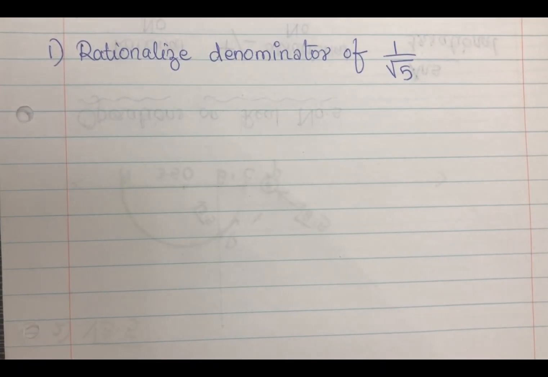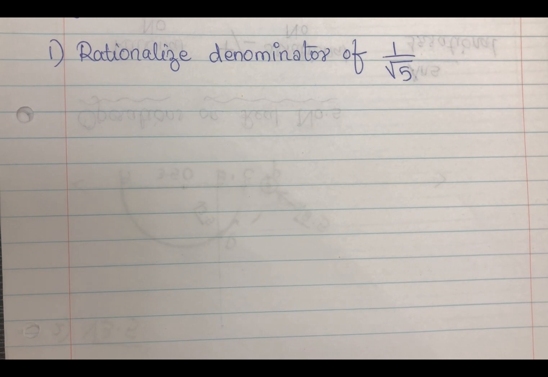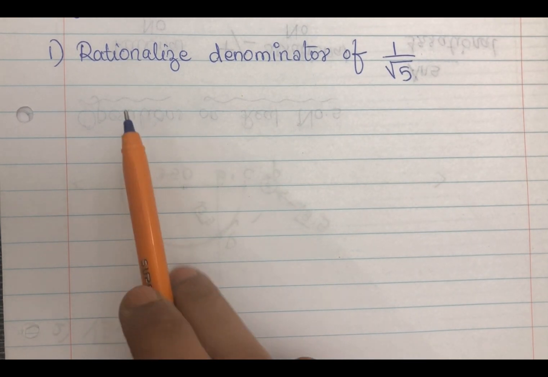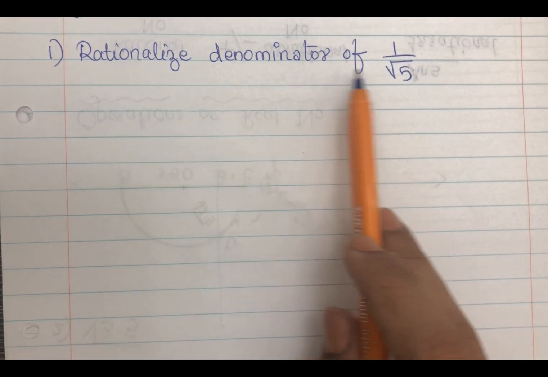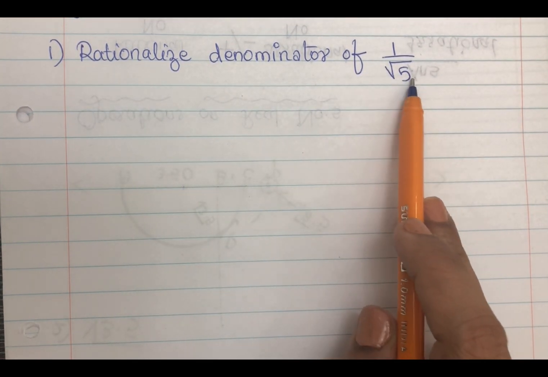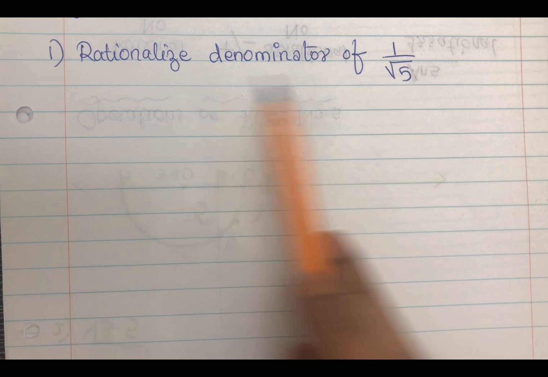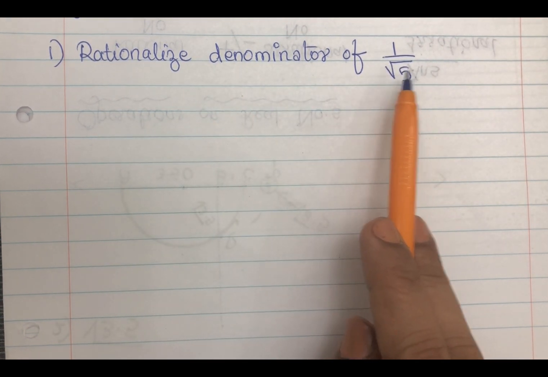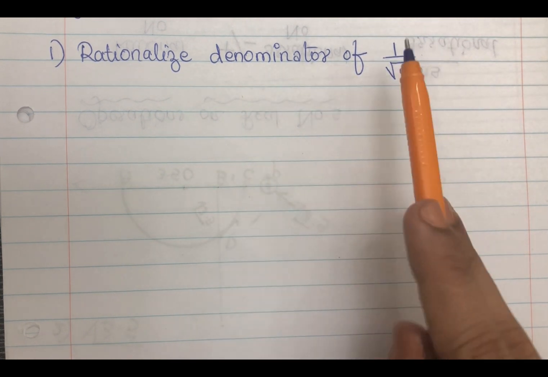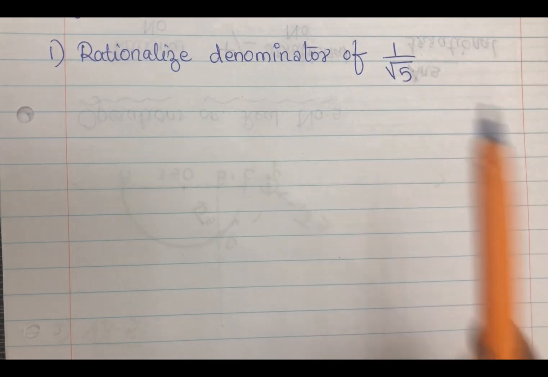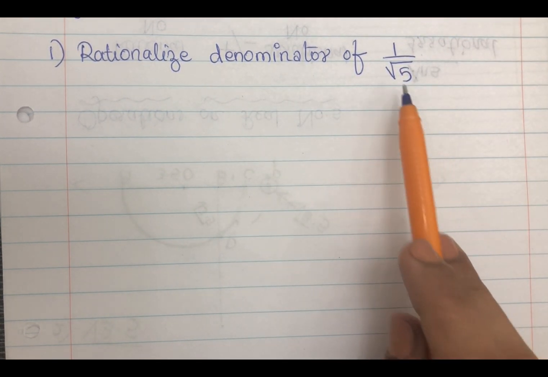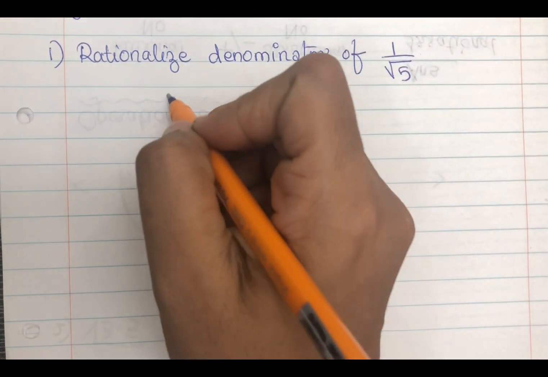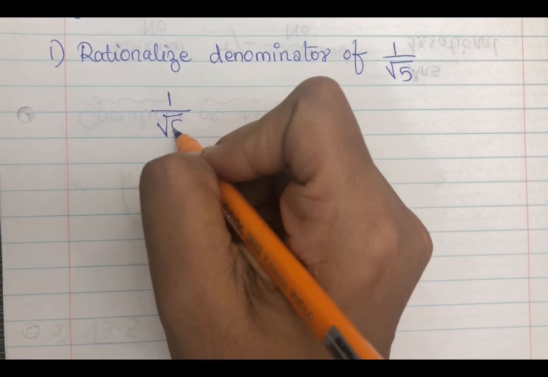Now we'll solve some problems based on the square root identities. The first one is: rationalize the denominator of 1 by root 5. What does rationalize mean? Here we have to rationalize the denominator, so the denominator should be a rational number, right? So the first one we have is 1 by root 5.